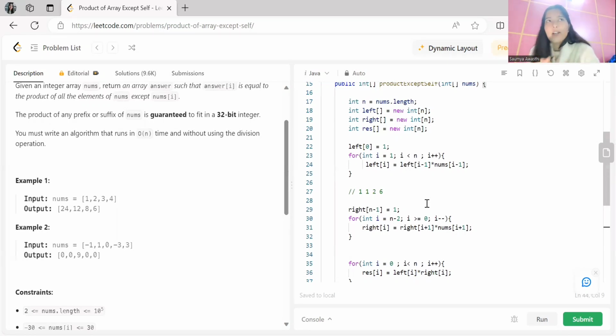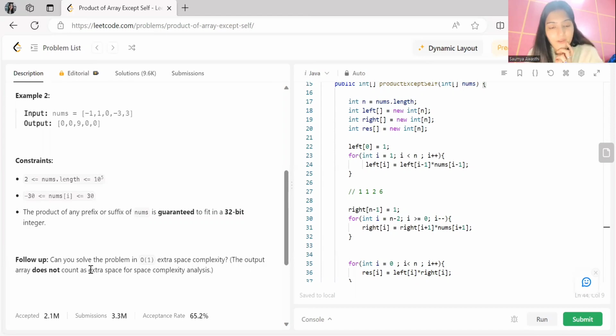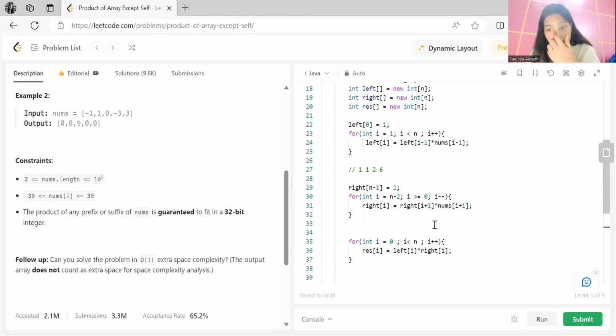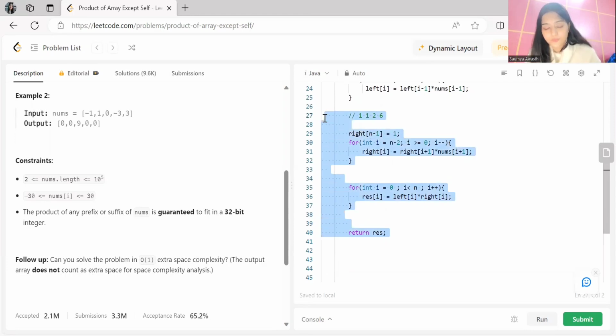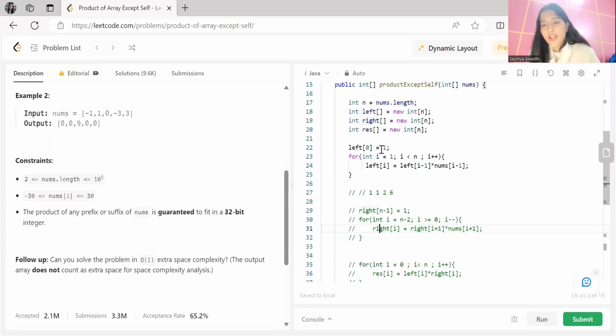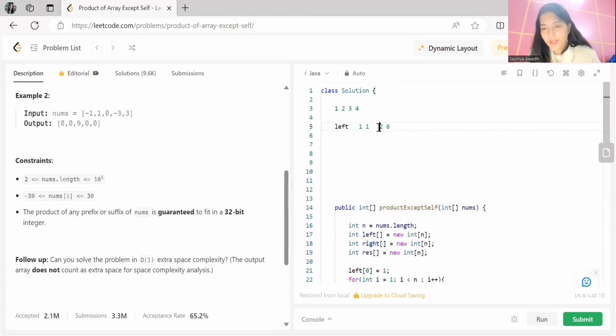So can you think of any approach by which we can make it happen in O of 1 extra space complexity? Because that's what they have asked. They have asked, can you solve the problem in O of 1 extra space complexity? So what we can do is, as of now, we are calculating the left array and we are calculating the right array.